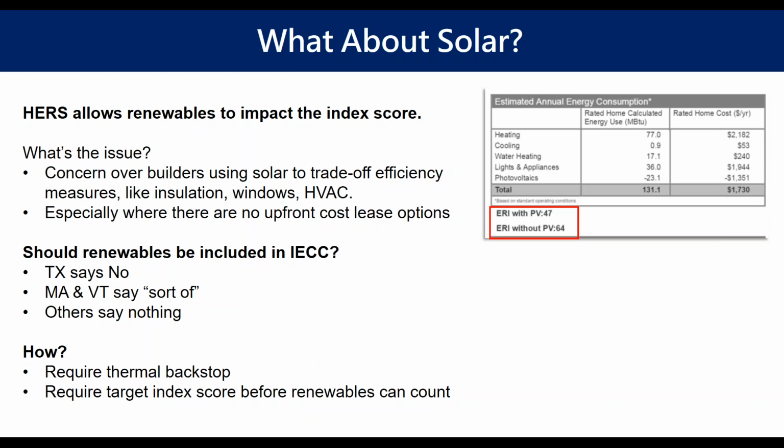One way is to require a thermal backstop to say, so long as you meet these envelope values, then you can use solar to impact your score in any way. The other one is to require a target score before renewables can count. So to say you can achieve an index score of 57 before renewables can start to count toward lowering that score toward the target number.